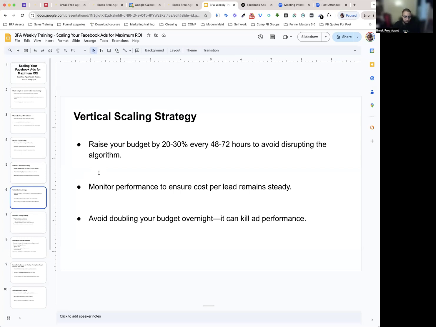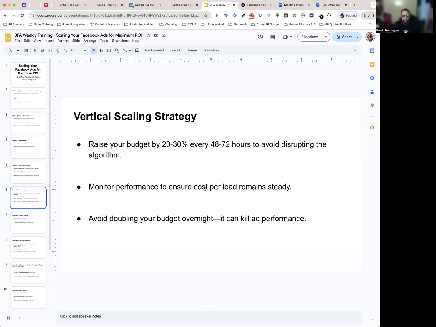This is very important. So when it comes to scaling vertically, you want to make sure that you're gradually increasing it. You can't just spend $10 a day today and then say, hey, I want to go to $50 with the same ad. It's not going to work. You have to gradually work your way up.